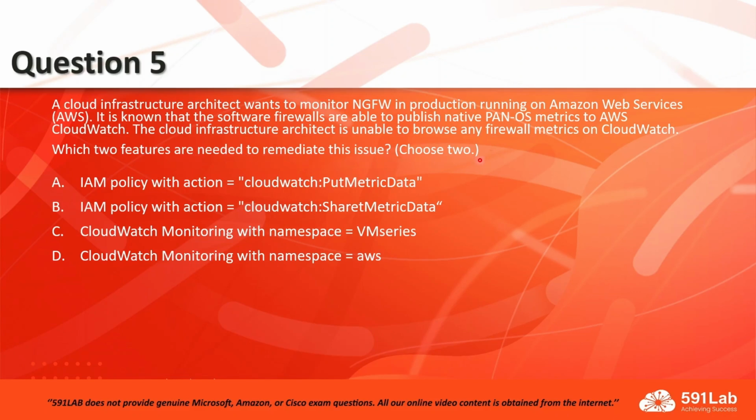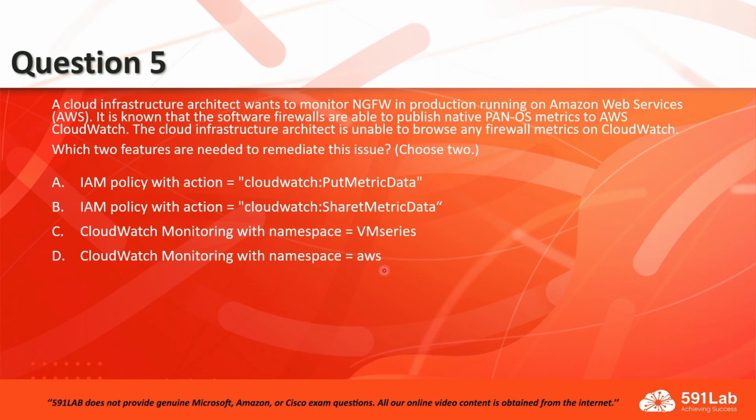Choose 2. The options are: A. IAM policy with action equal CloudWatch put metric data, or B. IAM policy with action equal CloudWatch shared metric data, or C. CloudWatch monitoring with namespace equal VM series, or D. CloudWatch monitoring with namespace equal AWS.